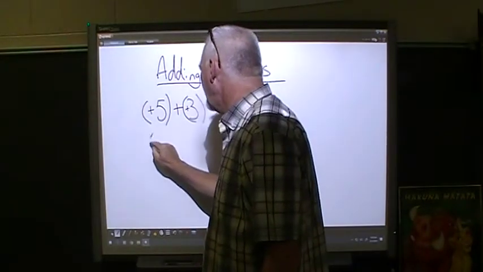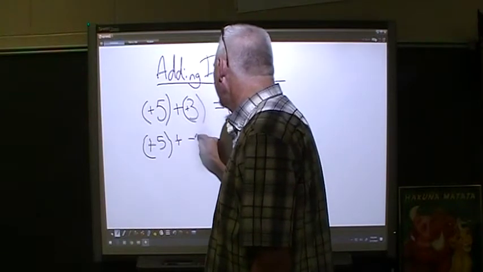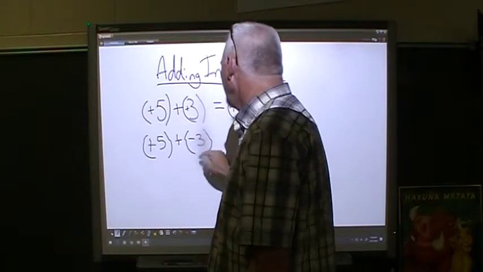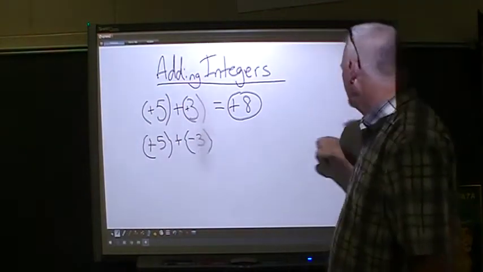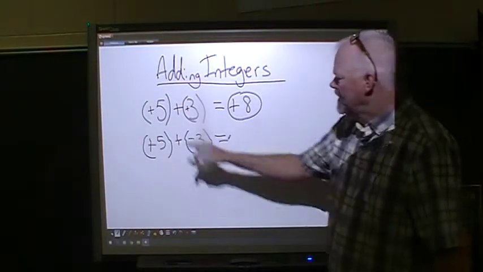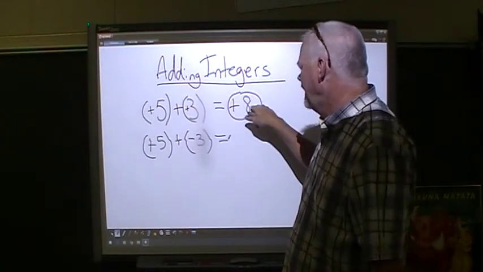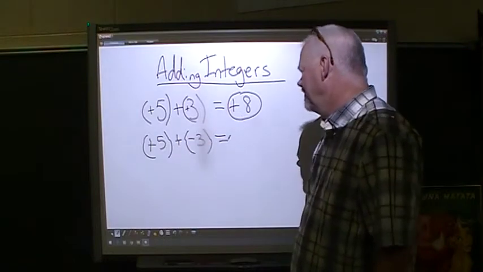Let's do a positive 5 and change it to a negative 3. I don't know why my smart board does a little curly Q right down the middle like that, all right? This one, the signs were the same. Positive plus a positive, and we got a positive 8. This one, we got a positive and a negative, all right?